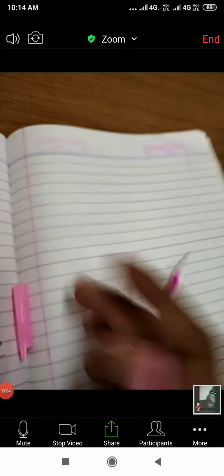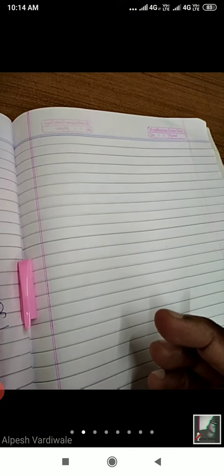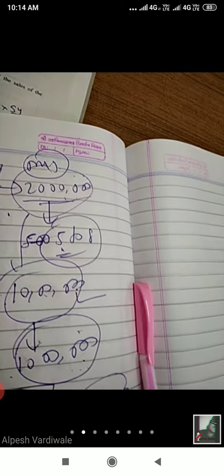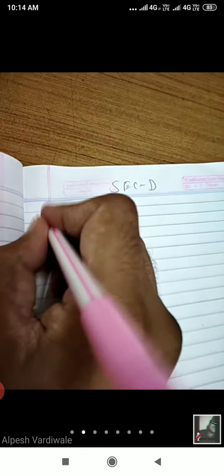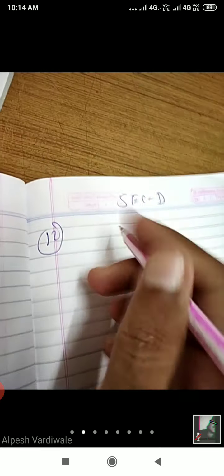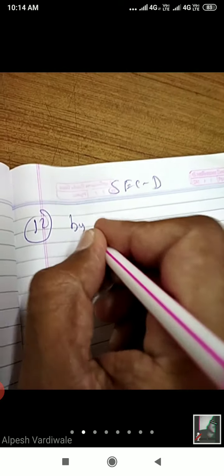So now we continue the sum. That's section D, question number 12. So here section D, question number 12. What is given in question number 12? byx that is 0.8.